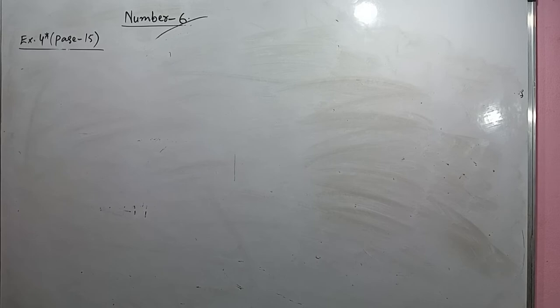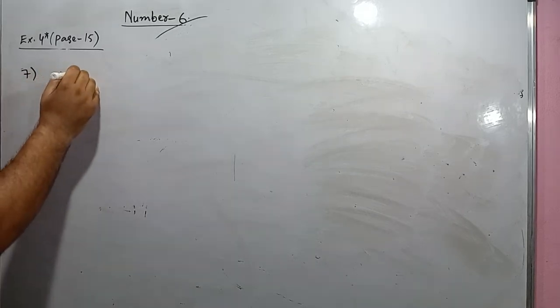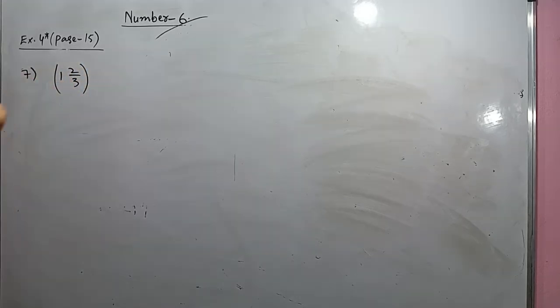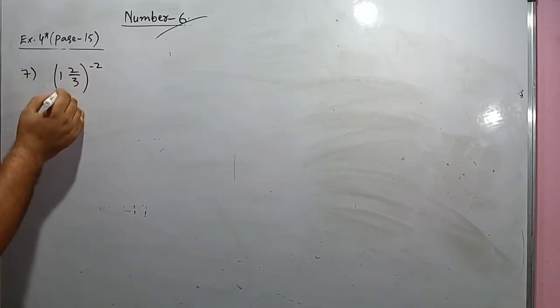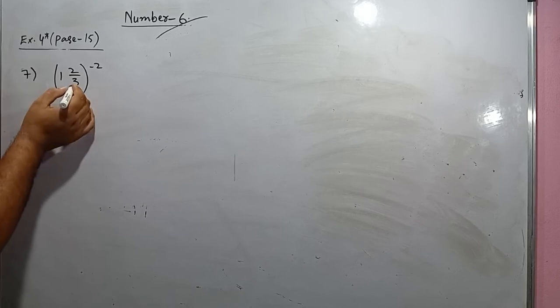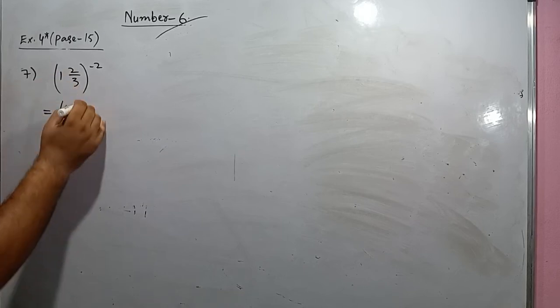You can see the first one, it's very easy. Second one, it's easy. Third, it's easy. Fourth, it is easy. Now here I will start with the seventh one. What is the seventh one? It's (1 mixed 2 by 3) whole power minus 2. So this is a mixed fraction. First I will make it improper. 3 1s are 3 plus 2, that's (5 by 2) to the power minus 2.